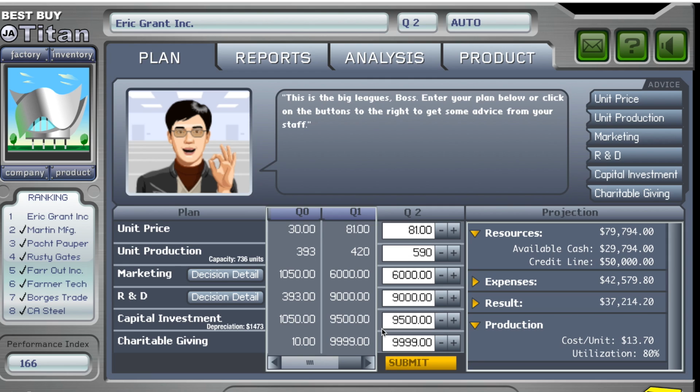And so capital investment, since we have a lot more money now to work with, I think we should continue to cut our cost per unit. So I'm going to max that expenditure, which is at $9,999.